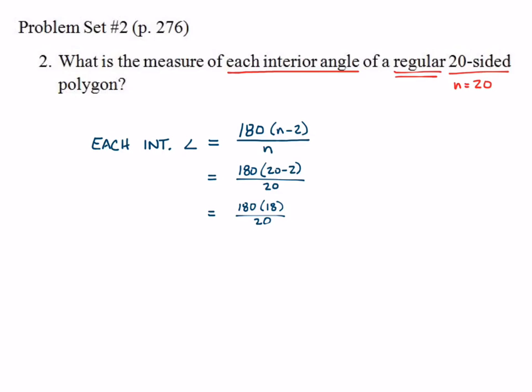Another possibility would be that I could, if I didn't have a calculator handy or I wanted to work it out a little bit by hand, I could see that 20 goes evenly into 180 exactly 9 times. And so then I'm left just multiplying 9 times 18, which I believe we'll find is 162 degrees.